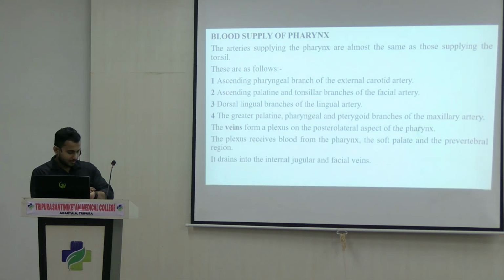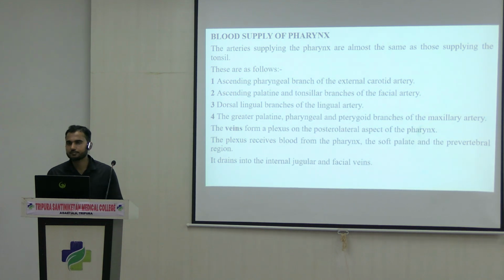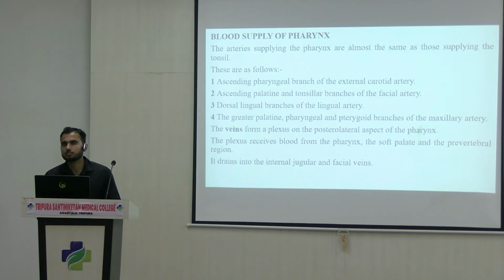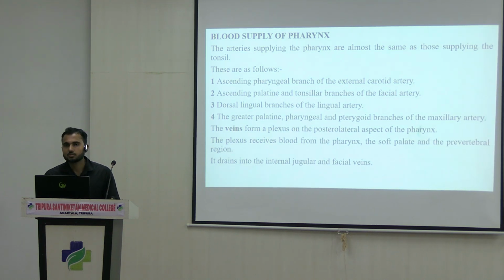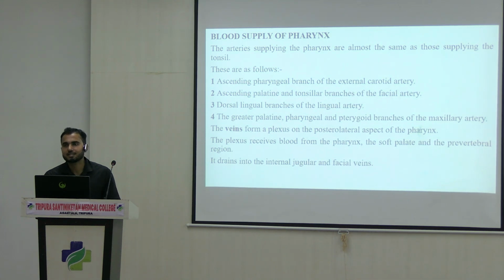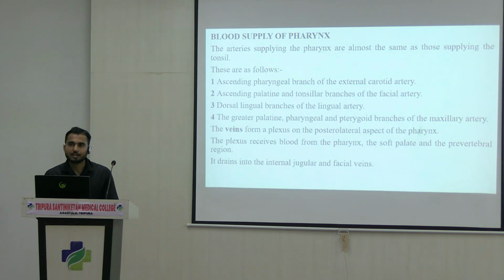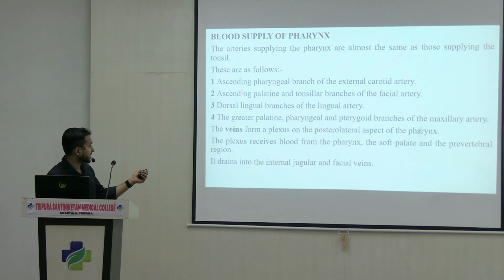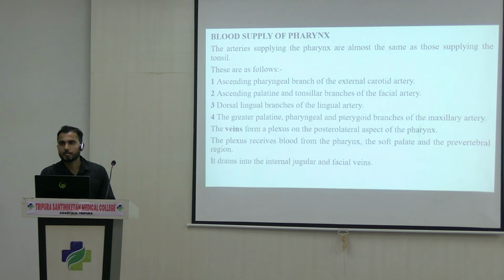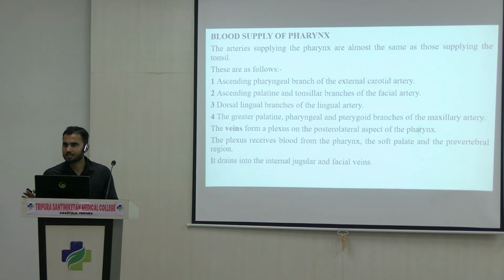Next is the blood supply. In the blood supply, it's very simple. Mostly it will be supplied by the branches of the external carotid artery, but exactly you have to know which one. The most important branch is the ascending pharyngeal branch, which is a branch of the external carotid artery. Next, here you can see some branches: ascending palatine and tonsillar branches of the facial artery, and the dorsal lingual branch of the lingual artery. Ultimately they are branches of the external carotid only, but not direct branches. From where they are coming, that you have to mention.